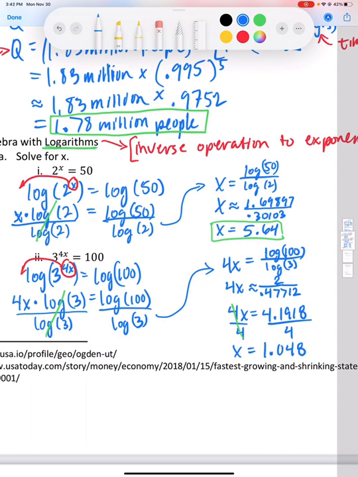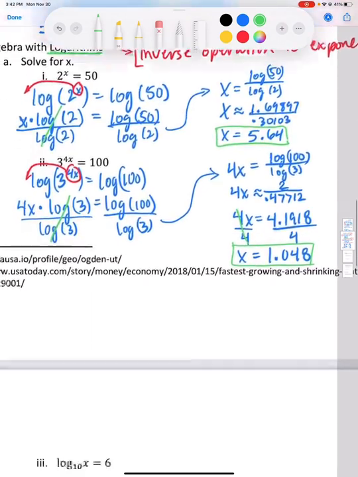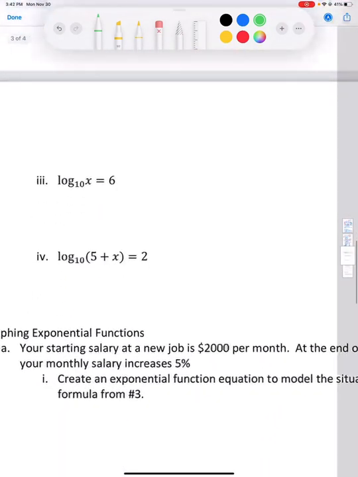Okay. So we can use logarithms to help us if there's an exponent in the power. So if there's an x, so there's a variable in the exponent position. Okay. Let's keep going. Number 2 more examples here.